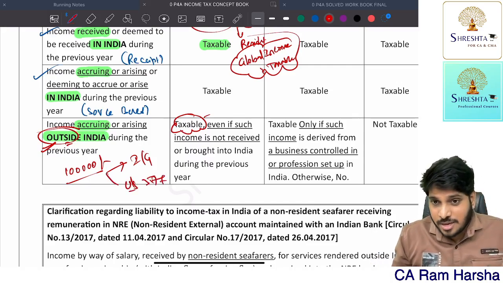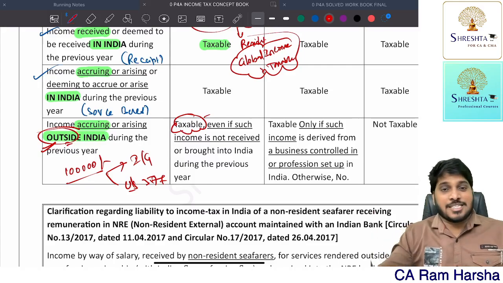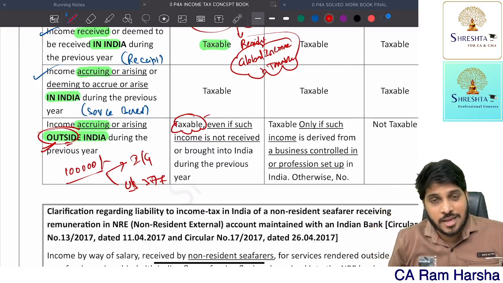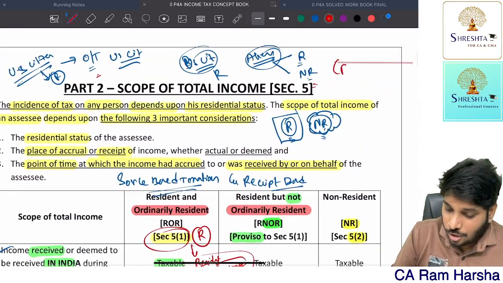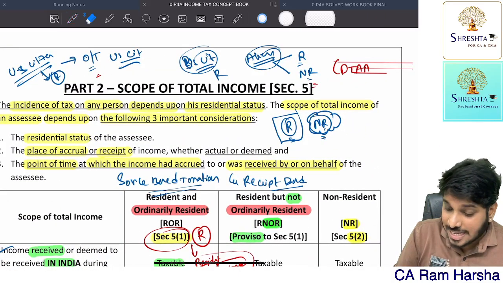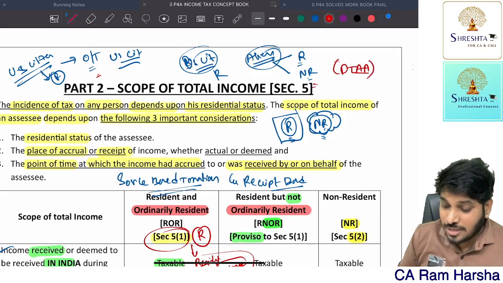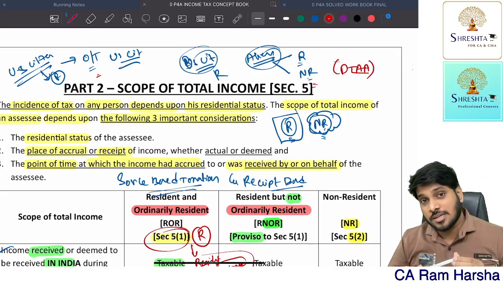What is left for me? Almost 80% taxes I am paying. What is left to me? That's why there is something called double taxation avoidance agreements. What is it? Double taxation avoidance agreements.